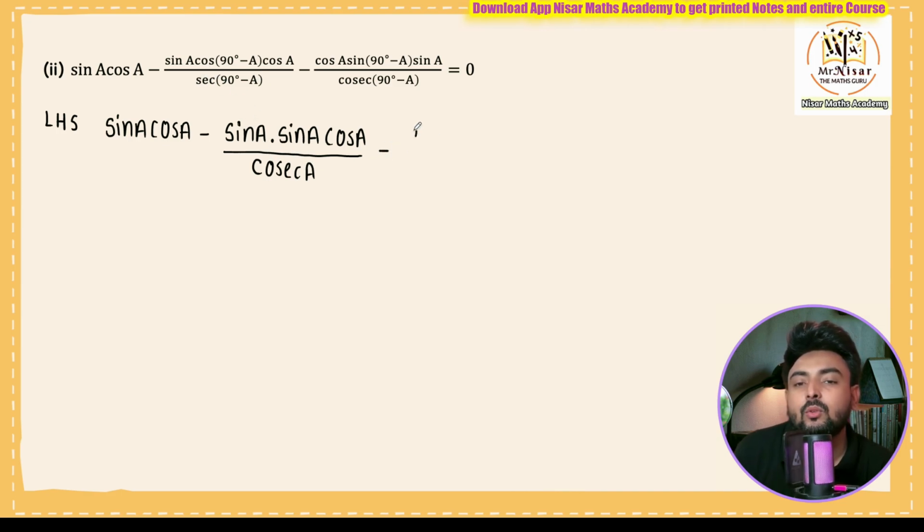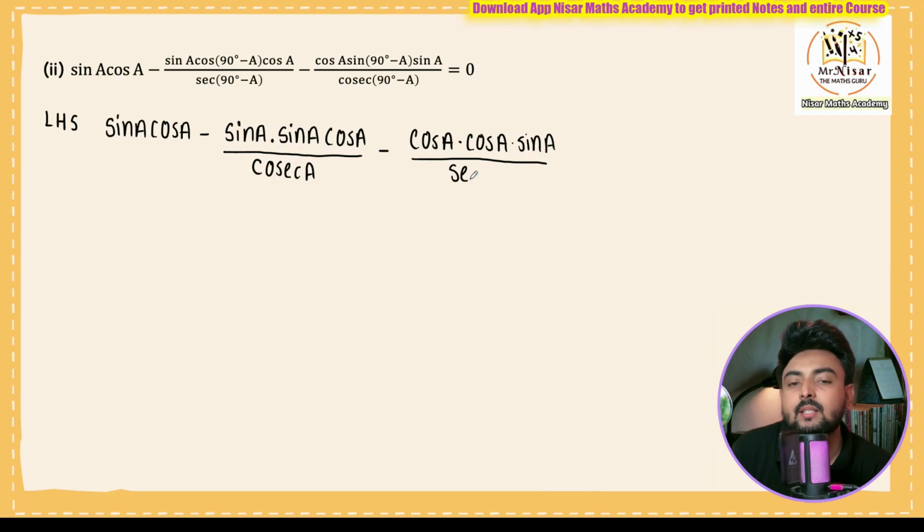Then I have cos A sin 90 minus A. Again sin is complementary to cos, and then I have sin A upon cosec 90 minus A. Cosec is complementary to sec. This is sec A. Then what we will be getting? Before that, again something we can do here. It is sin A into cos A.